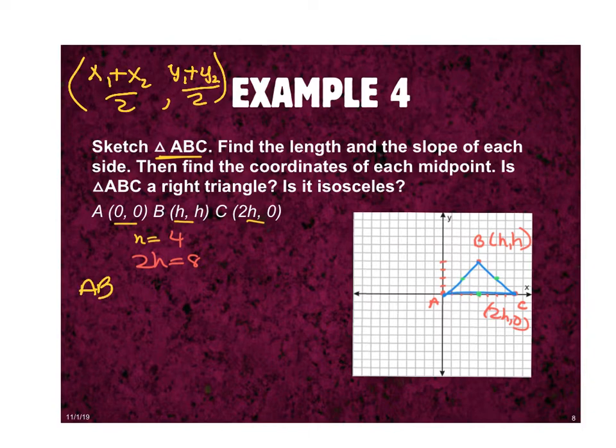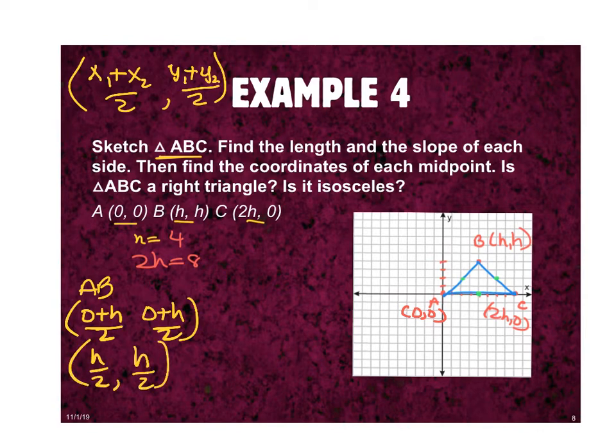So I'm going to take the coordinates. Let me go ahead and label them in the picture again. A is 0, 0, and then B is H, H. So I'm going to do 0 plus H divided by 2, and 0 plus H divided by 2. So the midpoint is going to be H over 2, H over 2. That's the midpoint of AB.